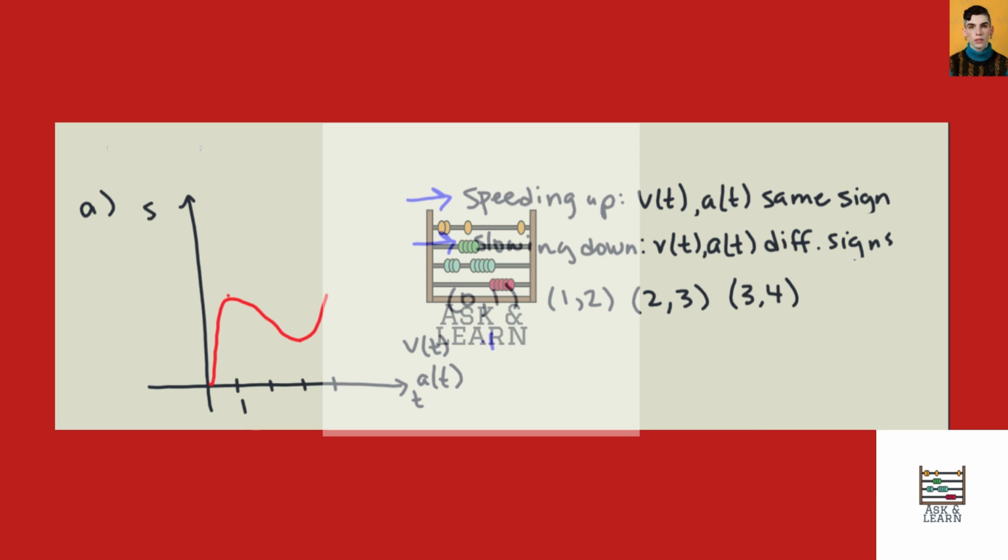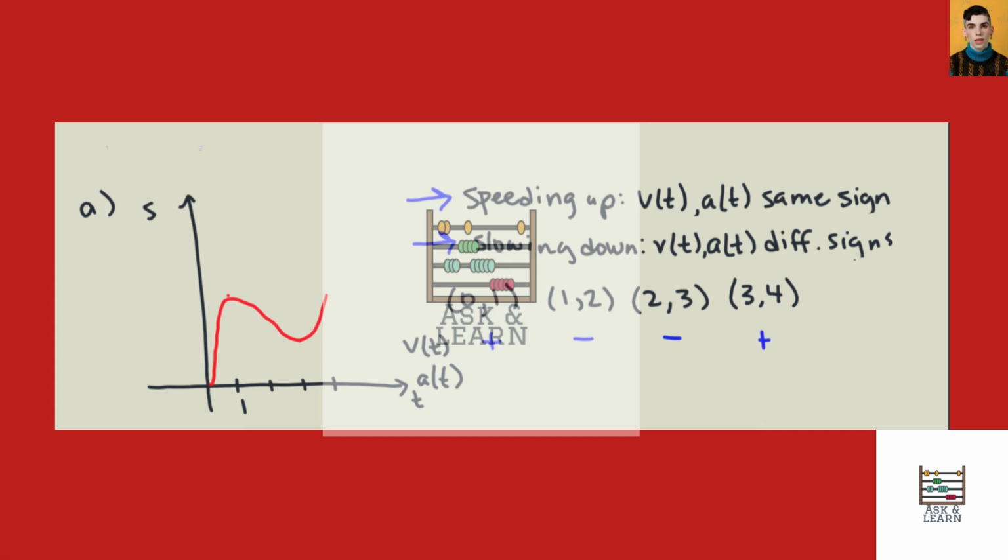When the position graph is increasing, the velocity is positive. So we see it increasing from 0 to 1, and we see it increasing from 3 to 4. When the position equation is decreasing, the velocity is negative. So we see it decreasing from 1 to 3.